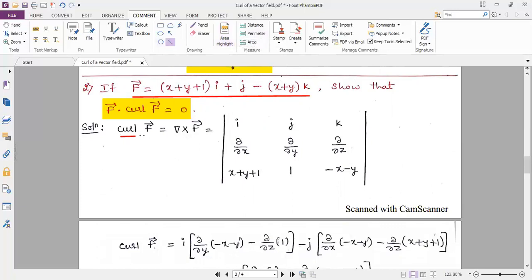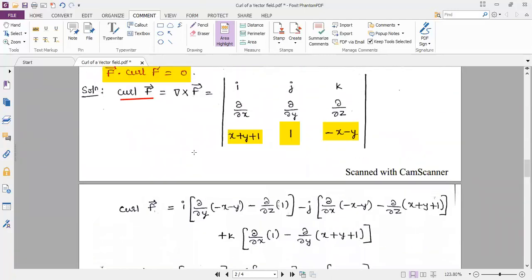The definition for curl f is del cross f, denoted by a 3 cross 3 determinant. First row i, j, k. Second row ∂/∂x, ∂/∂y, ∂/∂z. Third row components of vector f. So the i component is x + y + 1, which is written here in the first row, in the third row, first column. The j component is 1, so 1 has been written. The k component is −(x + y), which is −x − y. Now let us perform the 3 cross 3 determinant expansion.